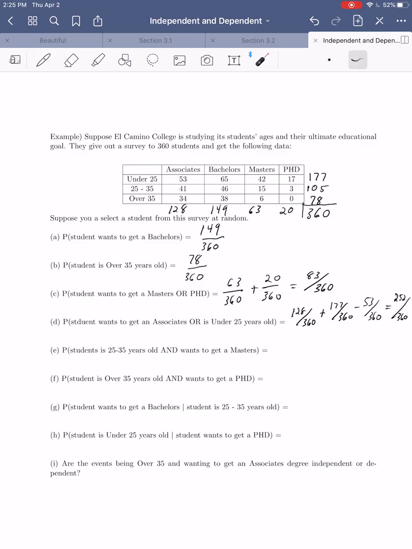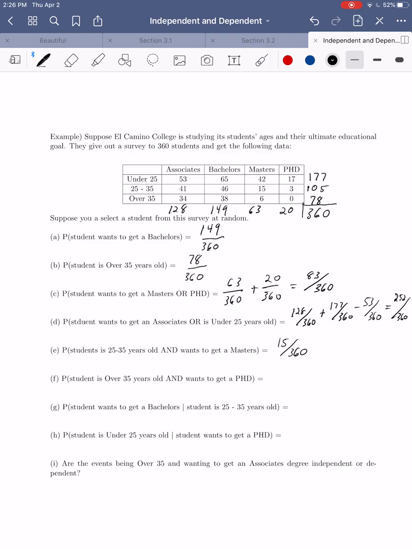All right, now we've got a couple ands in here. So we want to get that the student is 25 to 35 and wants to get a master's. So 25 to 35 and wants to get a master's. We just intersect those two things. Looks like that would be 15. So that would be 15 out of 360.